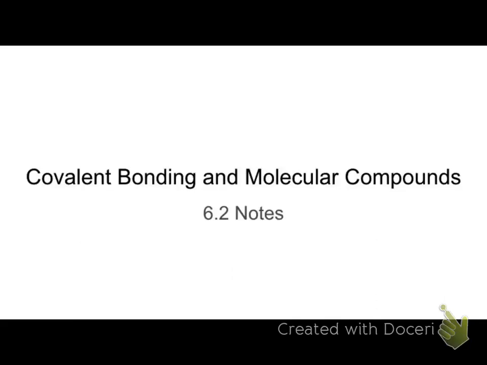Today we're going to do a deep dive into covalent bonds and molecular compounds, which are the types of compounds that form from covalent bonds. By the end of class today, you should be able to describe what's happening to the energy of the two atoms as their bonds form, and you should be able to draw Lewis dot diagrams for individual atoms and Lewis structures for molecules. Okay?